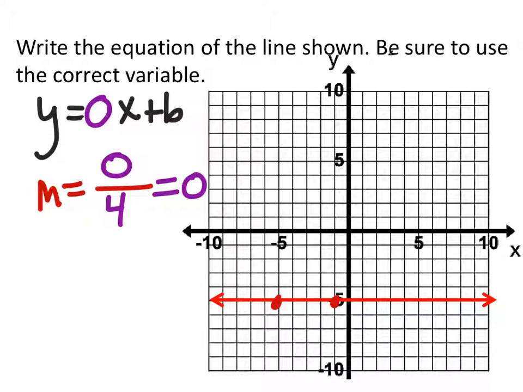The next thing we need to do is find the y-intercept, which on this one we simply just need to look at the graph. It is right here, okay? So we'll go into the equation and we will replace b with a -5. Now that is going to change that plus. So we'll go ahead and make that a -5 there.